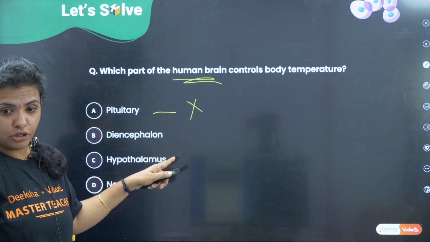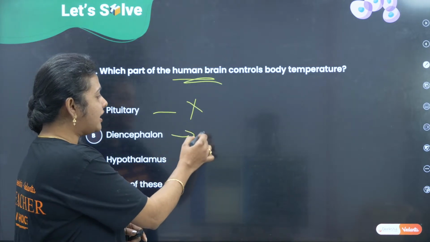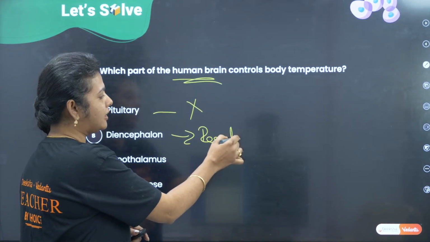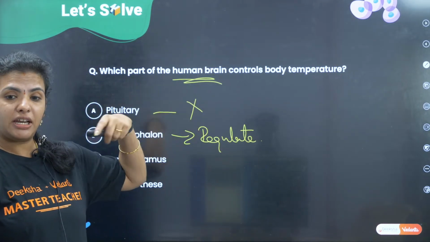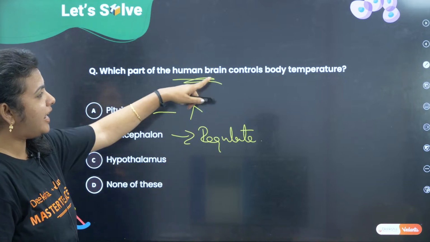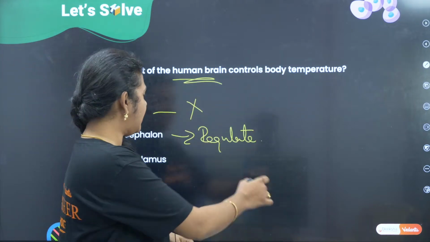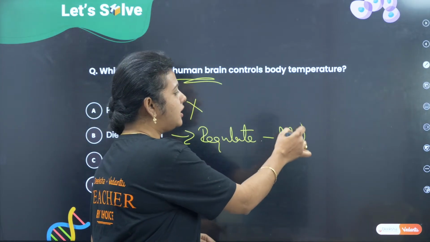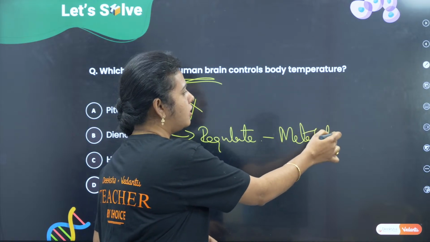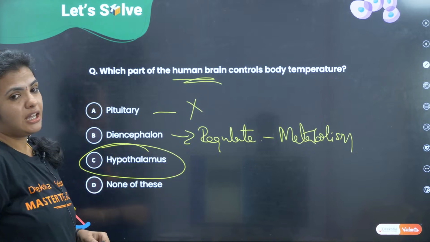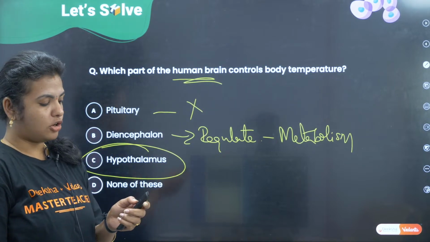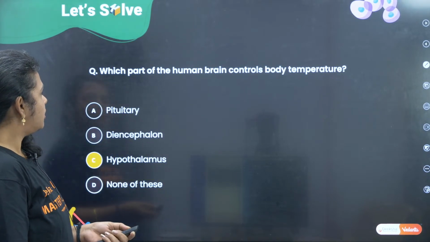Diencephalon, what is the diencephalon going to do? It is going to regulate the pituitary gland, so it regulates the pituitary gland to secrete various other things. So when I talk about body temperature, mainly here we can say the diencephalon deals with metabolism, and body temperature is going to be controlled by the hypothalamus. All right, very good, Dhanush.